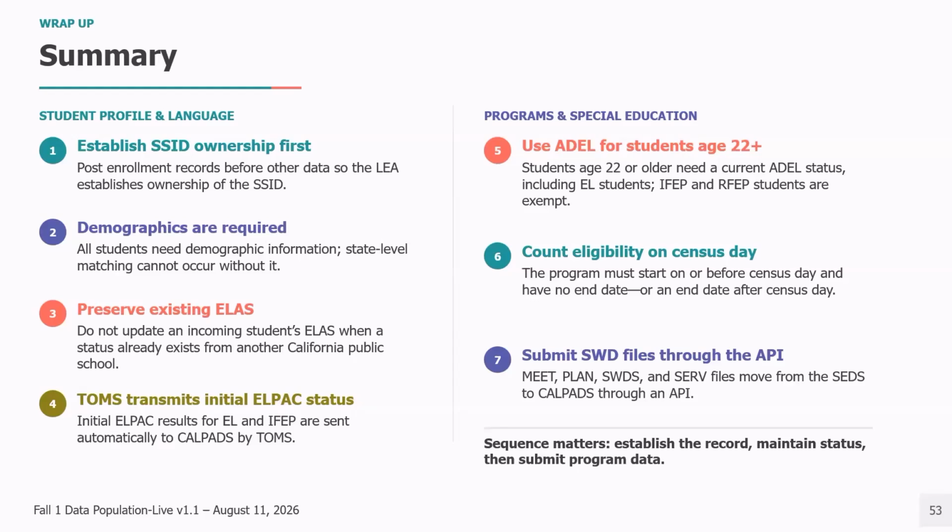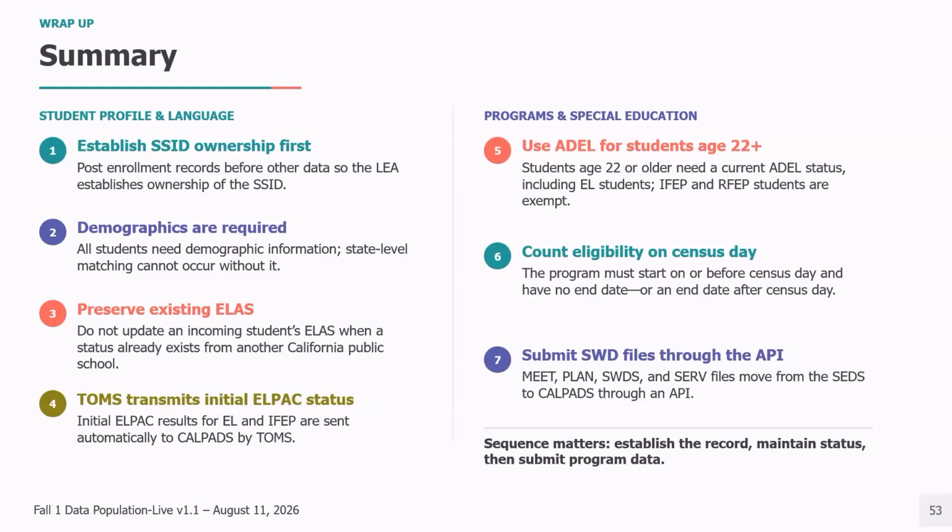You want to identify all of your students upon enrollment if they're eligible. That means collecting and submitting the demographic record, making sure that they can be part of your direct certification. And remember, the direct certification runs at the beginning of every month. So you want to have all your students identified before census day. Same with your EL students. You want to make sure they get tested immediately upon enrollment so that you have a status.